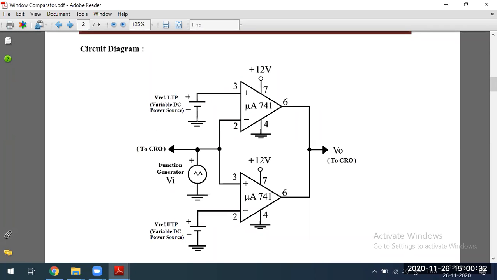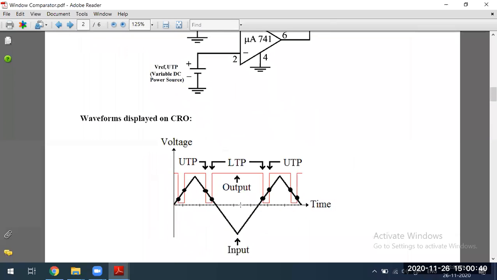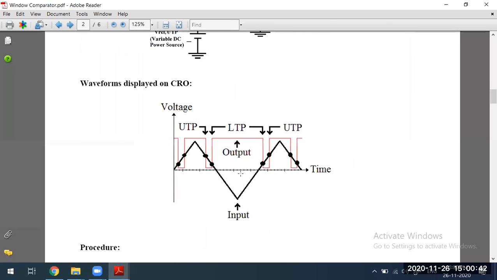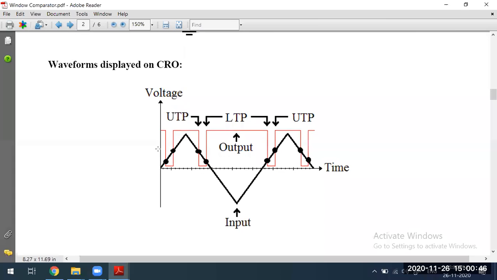And this is a window comparator. In order to set the range, two operational amplifiers are required. First we'll understand the output, then we'll go to the circuit. See here, the input voltage. This is 0. Whenever we plot the graph, it is with respect to the time and voltage. Input voltage, output voltage.